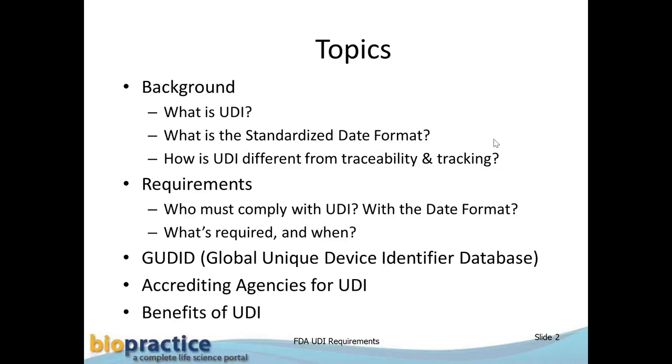There we go. So the topics today are going to be some background information defining what is a unique device identifier, what's the standardized date format, because the two requirements travel together as it were. A few words about how UDI is different from traceability and tracking, just because some folks think that their device is required to have tracking, they're exempt from UDI. Then we'll get into the requirements, who must comply with it, what's required and when, both for UDIs and the standardized date format. A little bit of information on the Global Unique Device Identifier Database, or GUDID.